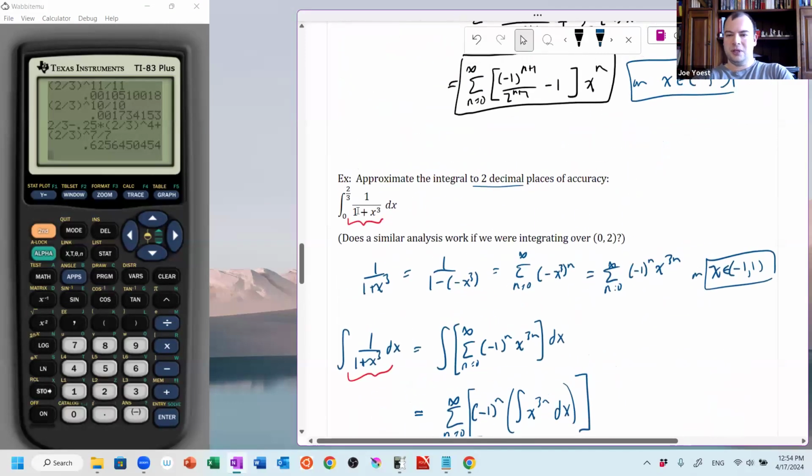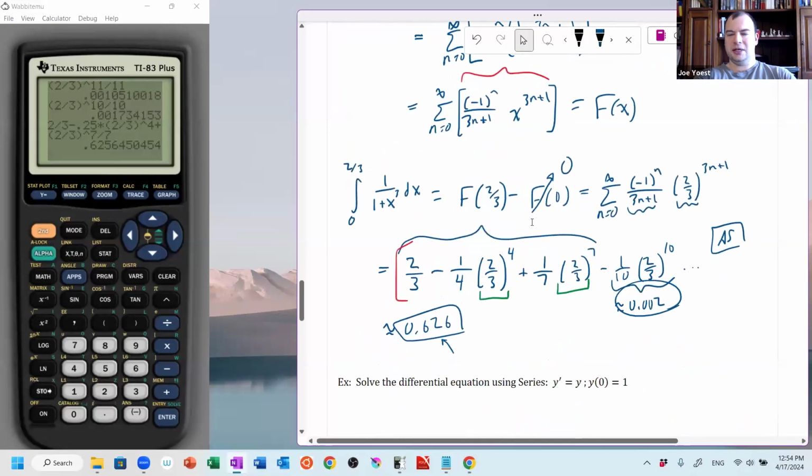Oh, and then one last question. What if instead of the integral from 0 to 2/3, it was the integral from 0 to 2 of 1 over 1 plus x cubed dx? There's no problem with that integral. The integral from 0 to 2 of 1 over 1 plus x cubed dx is a perfectly fine integral to try to do. It's not like we're trying to integrate from 0 to -2 or something. So that integral will exist. We should be able to approximate its value. But could we do it this way?